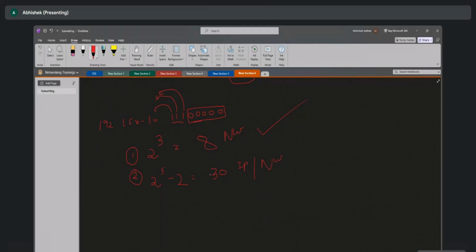So that means for each of these 8 network IPs, let's say there is one network, there is two, there is three, there is four, and so on until 8 networks are there. For each network, there will be 30 IPs which you can use.